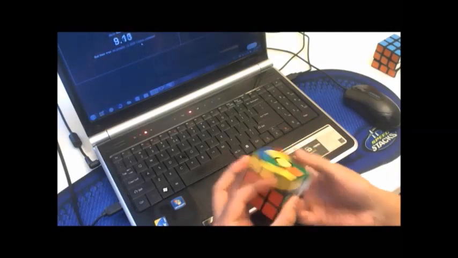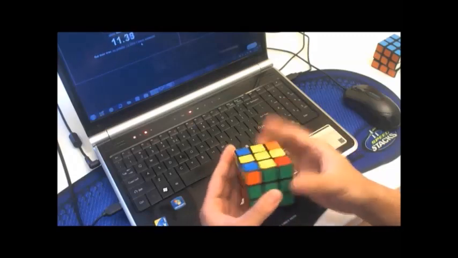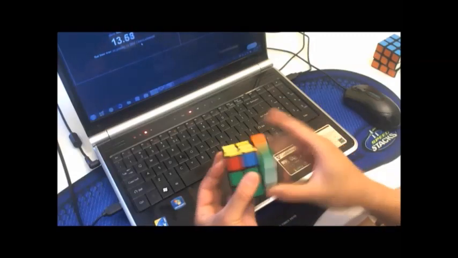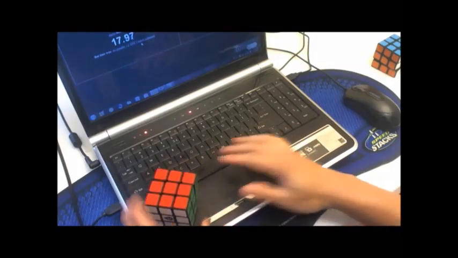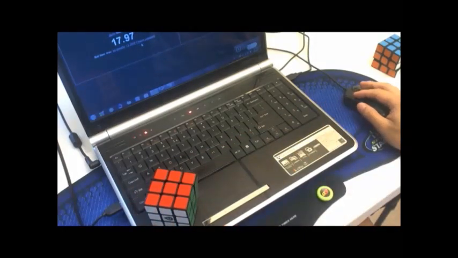So to recap, those are the three things. Just be aware of how you're ending the cross. Watch out for OLL and make sure you don't pause too much, especially if you use multiple looks, and burn up that inspection time.